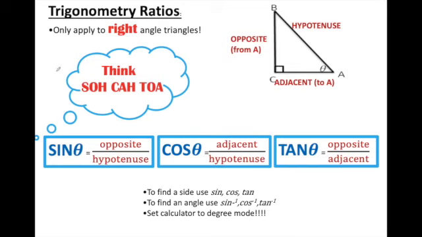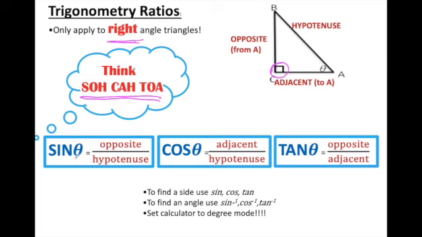For our primary trig ratios, remember that primary trig ratios only apply to our right angle triangles, so remember to look for a little box that shows that it is a 90-degree triangle. If it doesn't have that box, you know that it isn't 90 degrees and you cannot use your primary trig ratios. When we look at our primary trig ratios, remember that we're using our acronym Sohcahtoa. Sohcahtoa helps us to set up our ratios in order to solve a problem.